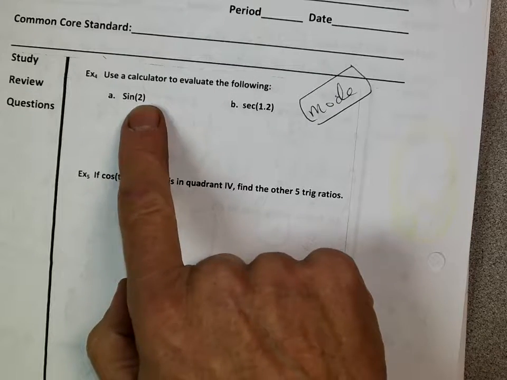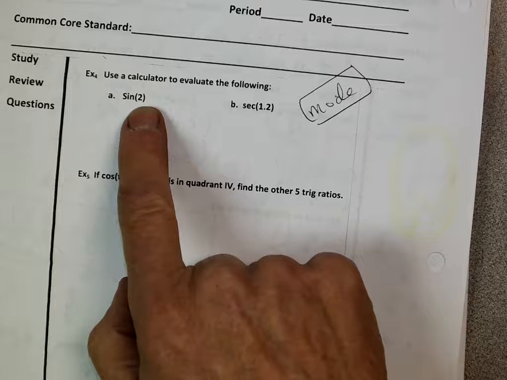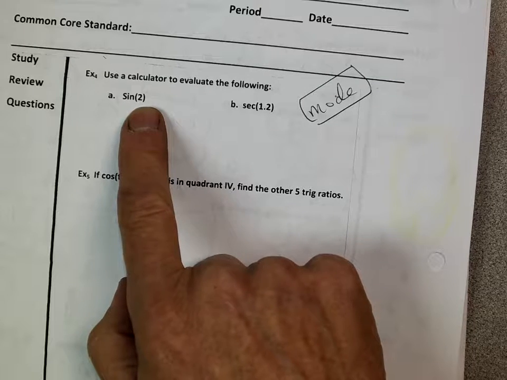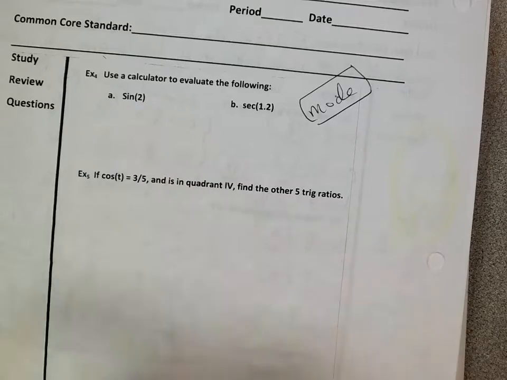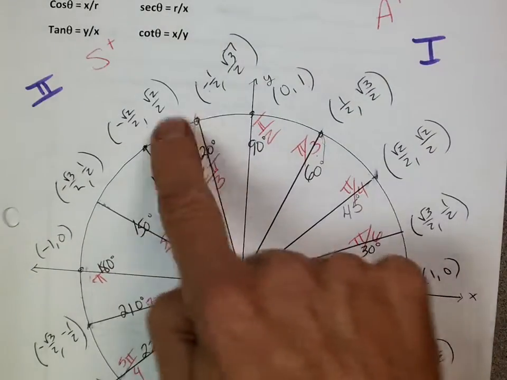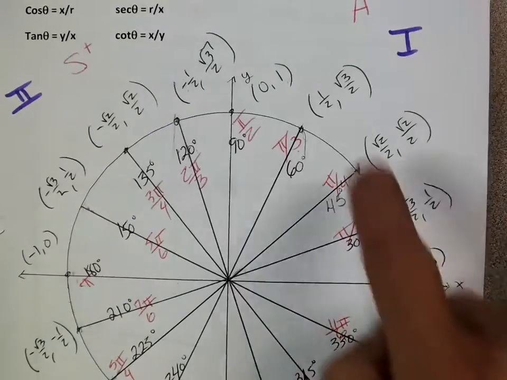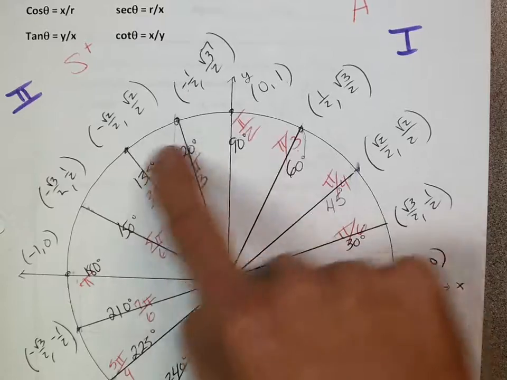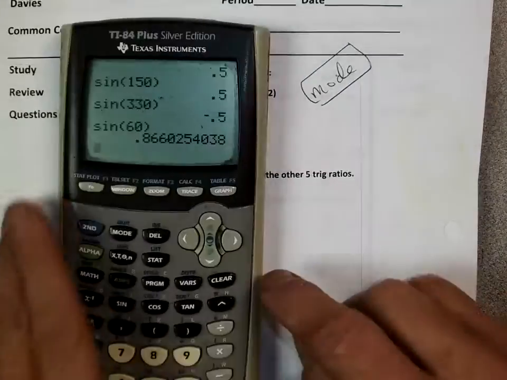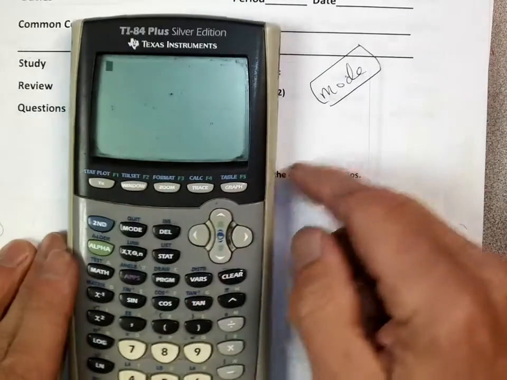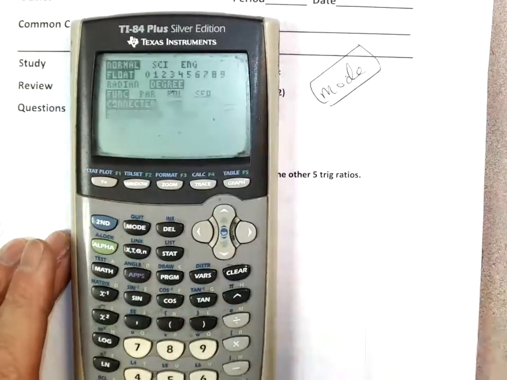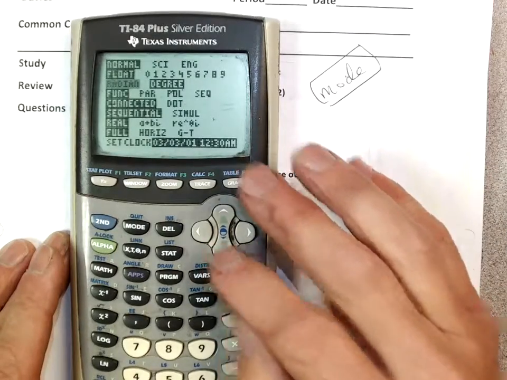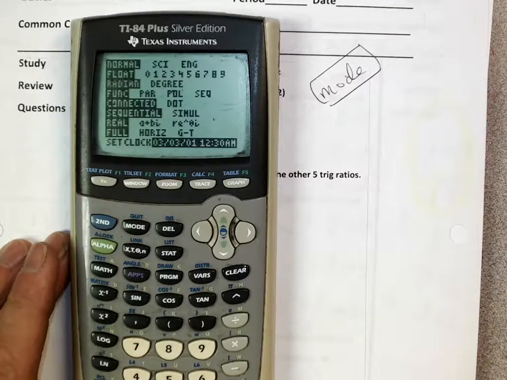Sine of 2. That's a radian. How do I know that's a radian? There's no little degree symbol, right? It's about here somewhere. It's right around 120 degrees, because you go about 57.2. So we want the sine value of that. Well, we're going to use our calculator. First of all, go to your mode button. So where's your mode? Right there. M-O-D-E, mode. I'm in degree. I'm going to shift myself into radians. So I'm in radians. Awesome.